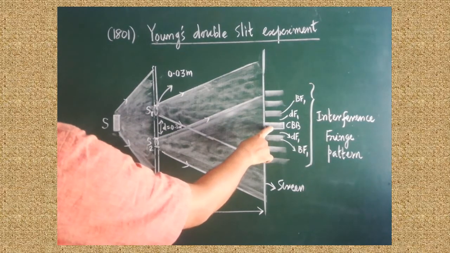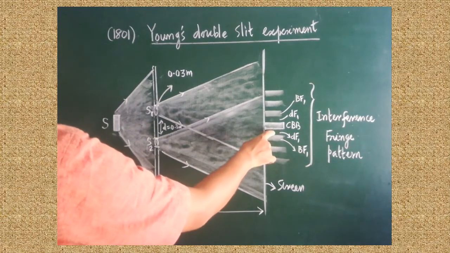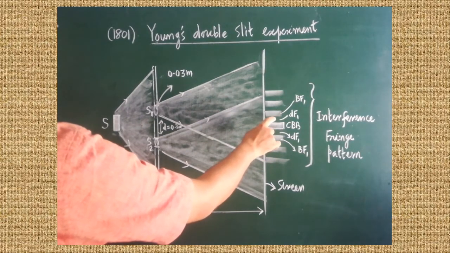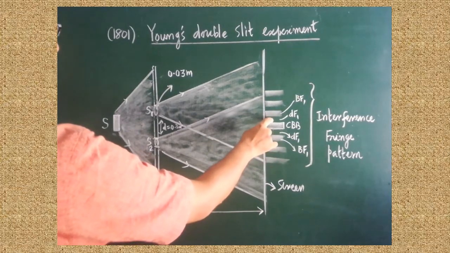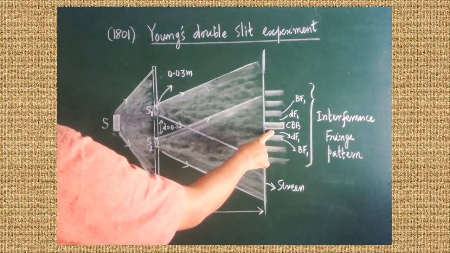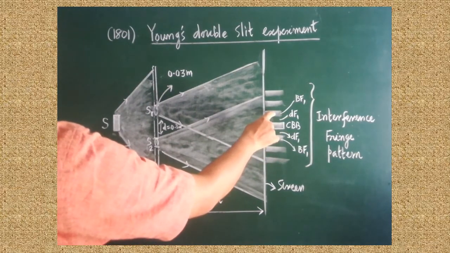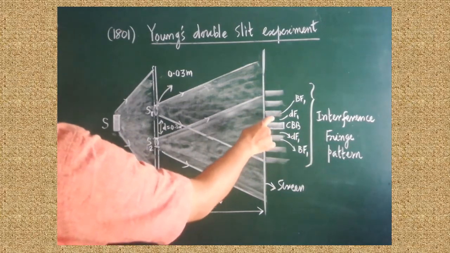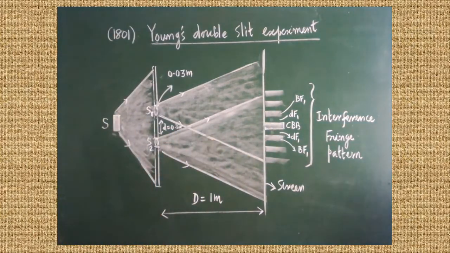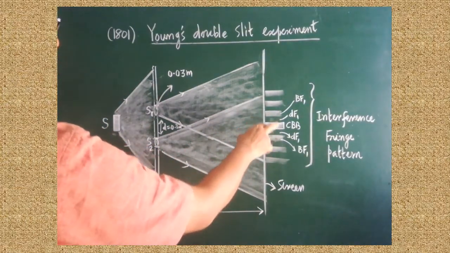On either side of the central bright band, you can observe the dark band. This should be called the first minimum, and this one also must be called the first minimum, or we can call it the first dark fringe, first dark band. Later you can see the first bright band on either side. This can be called the first maxima, and these two can be called the first maxima.